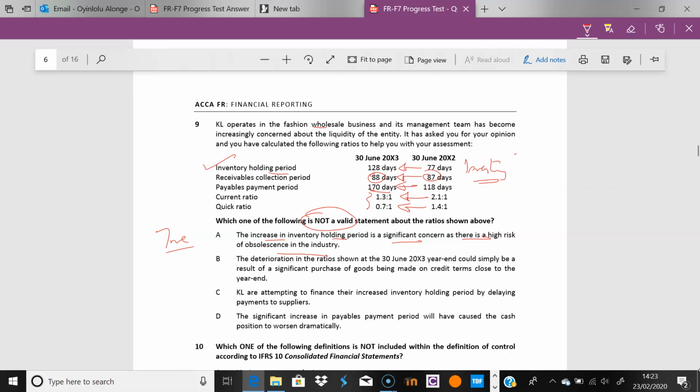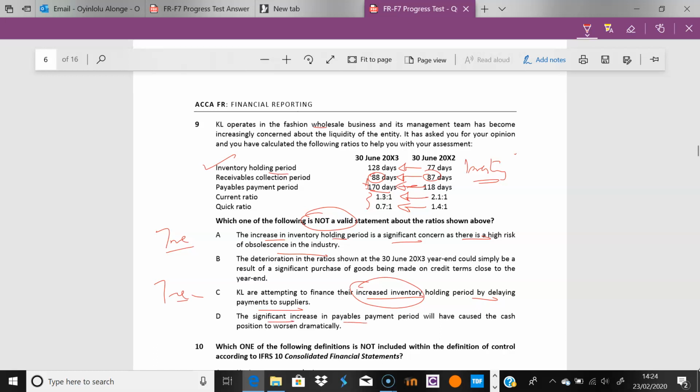KL are attempting to finance their increase by delaying payment to suppliers. So you can see definitely this is increased. So this is a valid point. We can see definitely the delay in paying suppliers. The payable days has increased.